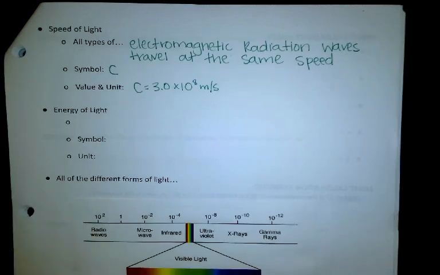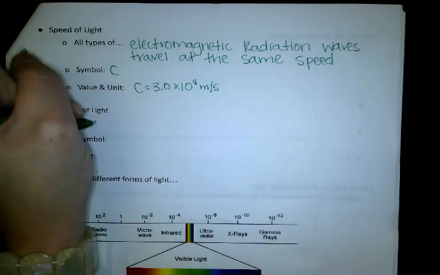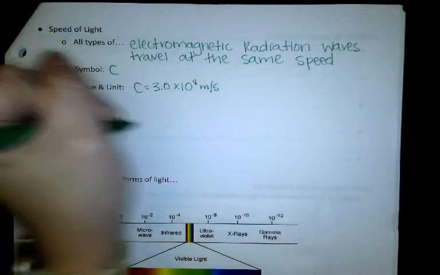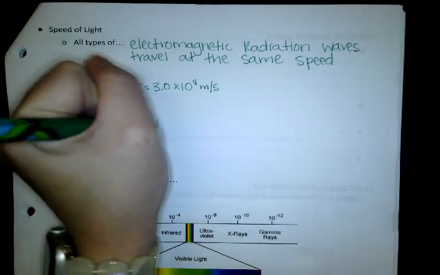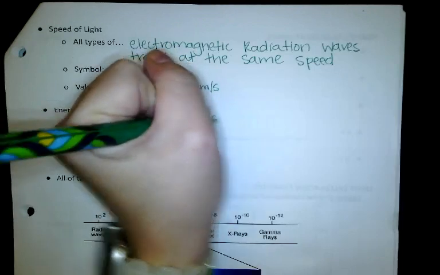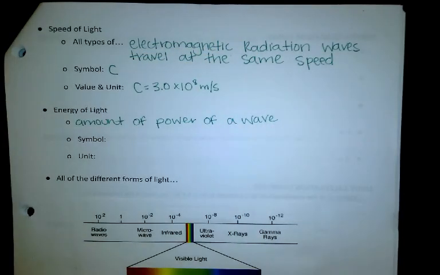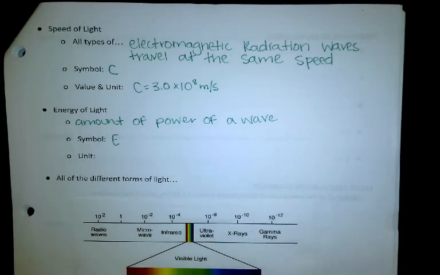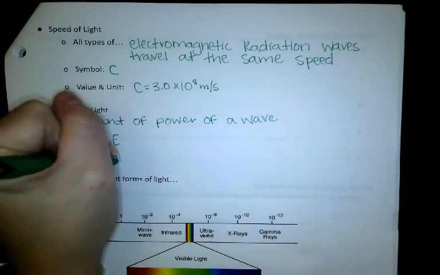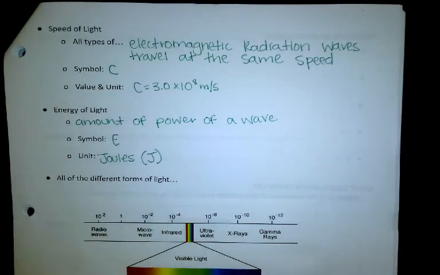Now, the energy of light is the amount of power of a wave, okay? So it's how much power an electromagnetic energy wave will have. Now our symbol is going to be E for energy, and energy is going to be measured in joules. Joules is the unit of measurement that we use for energy.